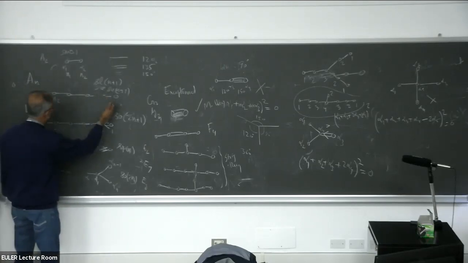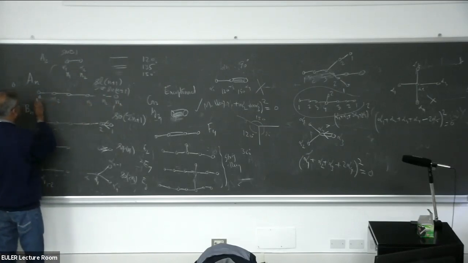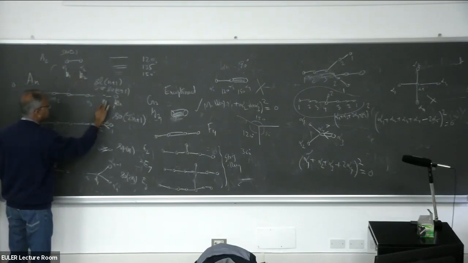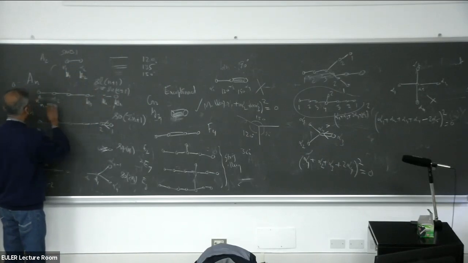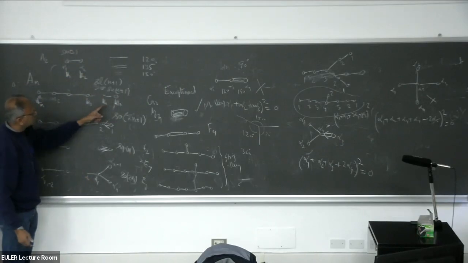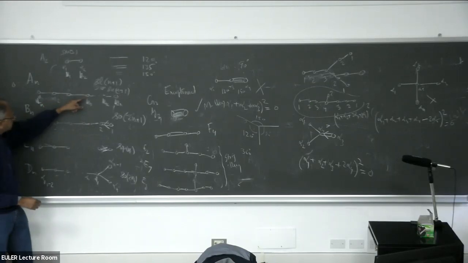Let me count: n1, n2, n3, and so on until n. You just specify these n integers. Maybe I shouldn't put n here; call it k1, because I'm using n for the rank. So just specify these numbers. This would mean it is spin k1 by 2, spin k2 by 2, spin k3 by 2 representations with respect to these respective SU2s.